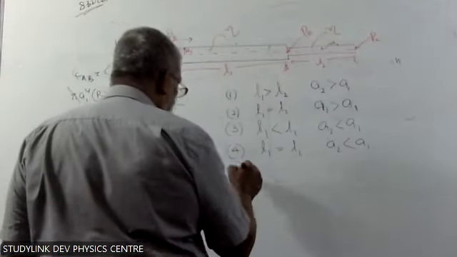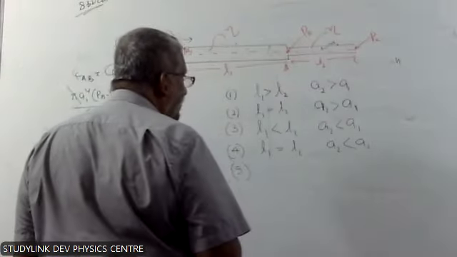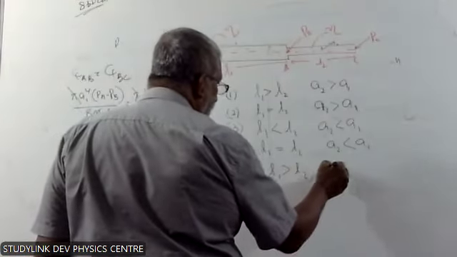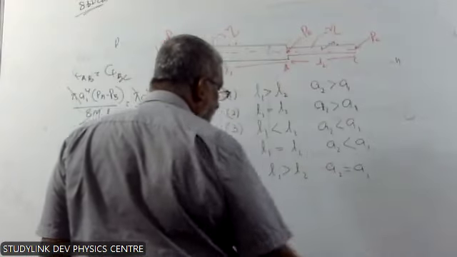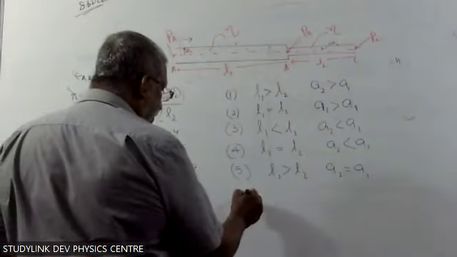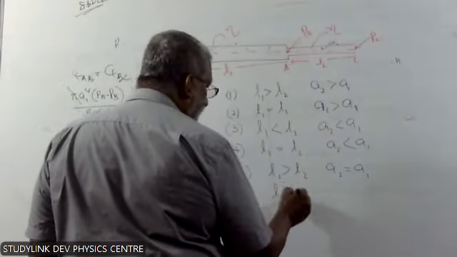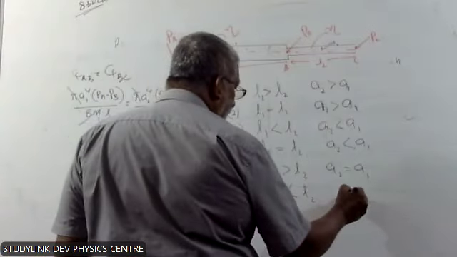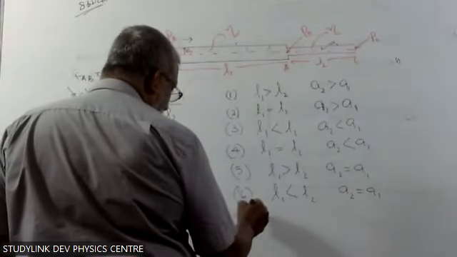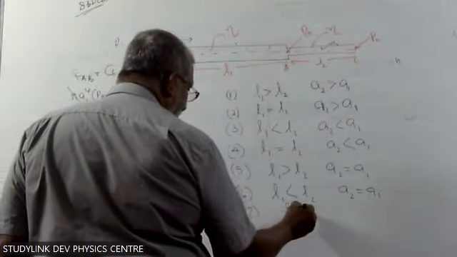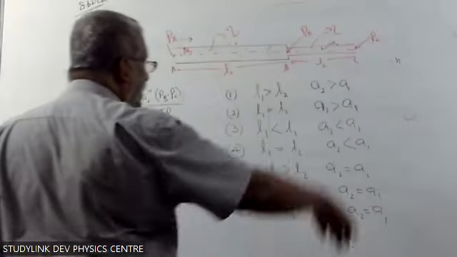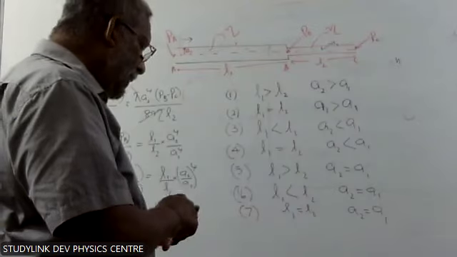I can give some more, one or two situations I'll explain. Fifth, L1 is greater than L2, A2 is equal to A1. Sixth situation, L1 is less than L2, A2 is equal to A1. Those are easy. The last one is not to be considered actually: L1 is equal to L2, A2 is equal to A1. Note down. Plot a graph for composite tube.